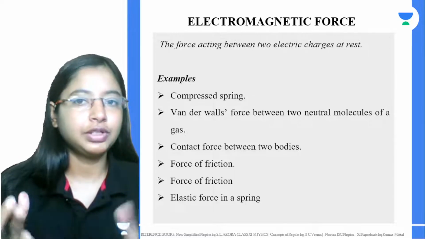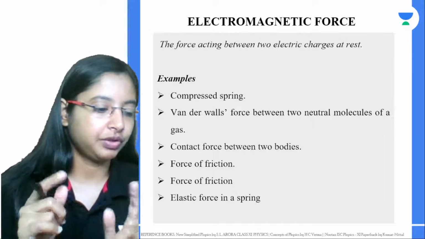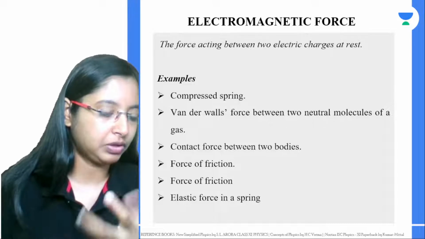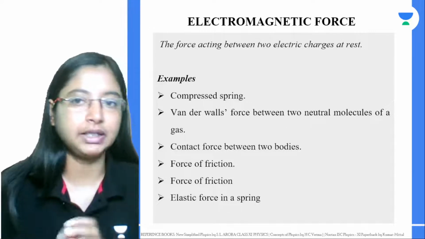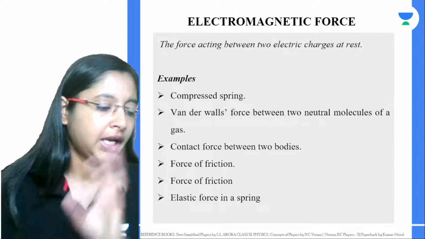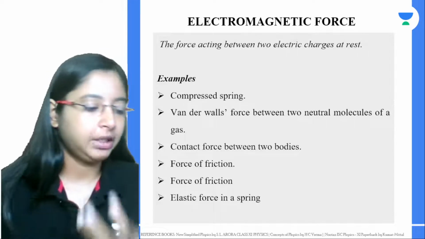Magnetic forces are nothing but the force because of a magnet. The force between the two poles of a magnet basically gives you your magnetic force. Again, the forces are not independent phenomena.